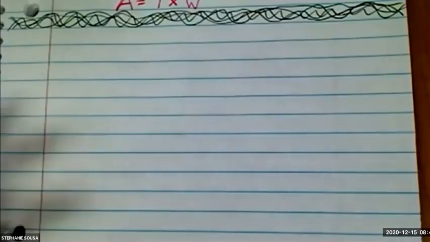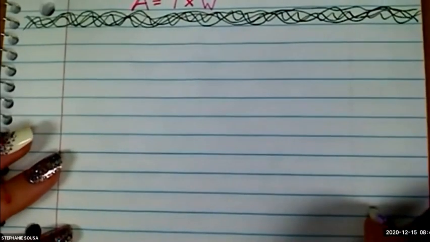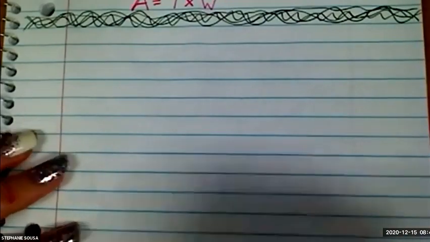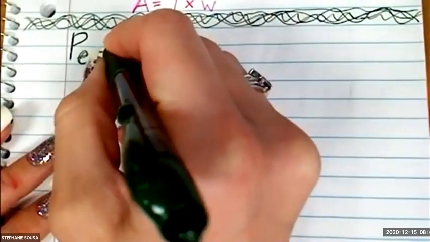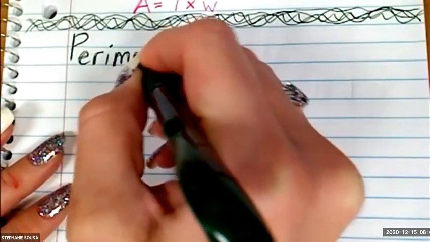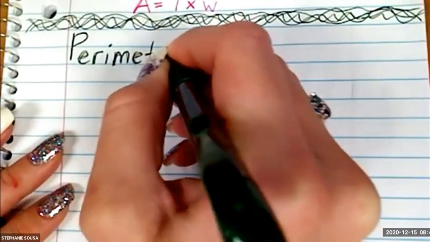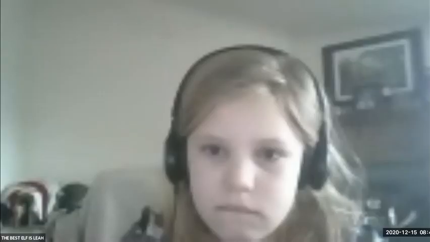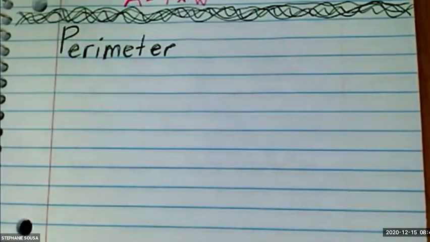Alrighty, so we are going to take notes today on perimeter. Perimeter is spelled with a P, E, R, I, M, E, T, E, R, perimeter. I'm going to take some notes on perimeter today. That skill goes hand in hand with area.